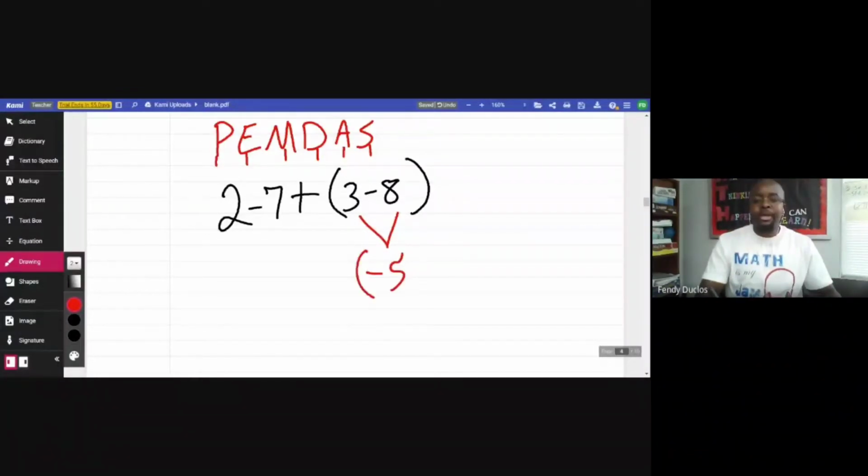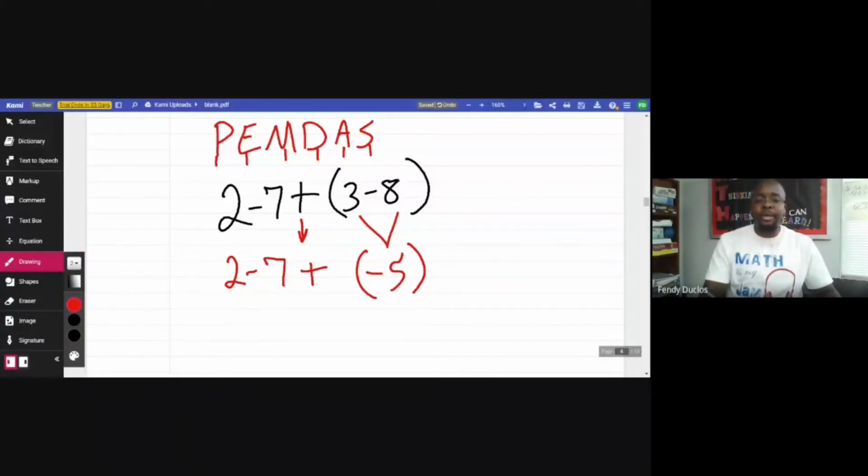Okay, and I'm going to keep that in parentheses to keep everything organized and neat, and I don't mess up with my symbols. From there, I'm just going to bring everything else down. So I'm going to bring my plus sign and I'm going to bring my 2 minus 7 down. Okay. So now when I look at it here, I have my parentheses, but I don't have any exponents.